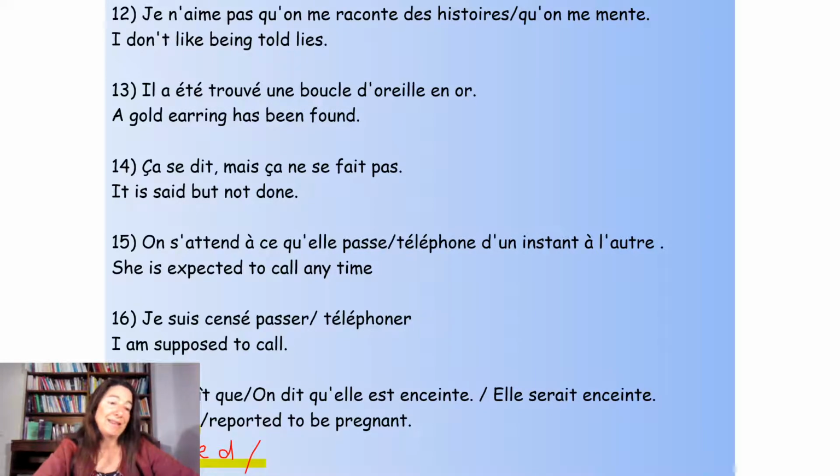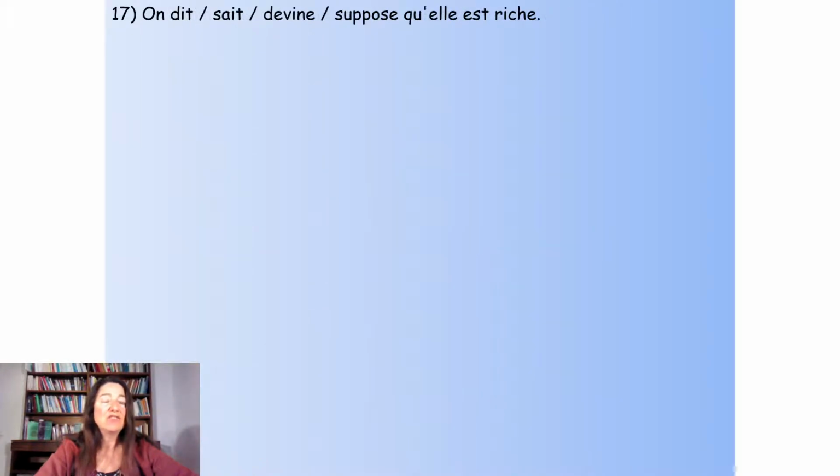Just like in says, and as opposed to V0, say, which has a diphthong. Okay, let's go on to the next translation. On dit qu'elle est riche, on sait qu'elle est riche, on devine qu'elle est riche, on suppose qu'elle est riche. So we could change the verbs here, you know.